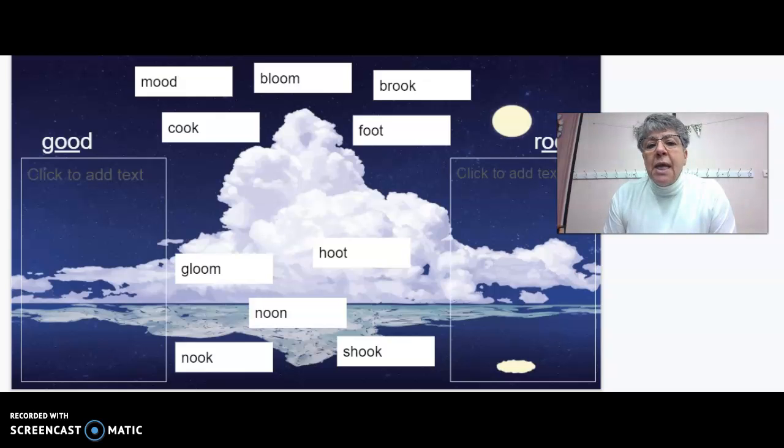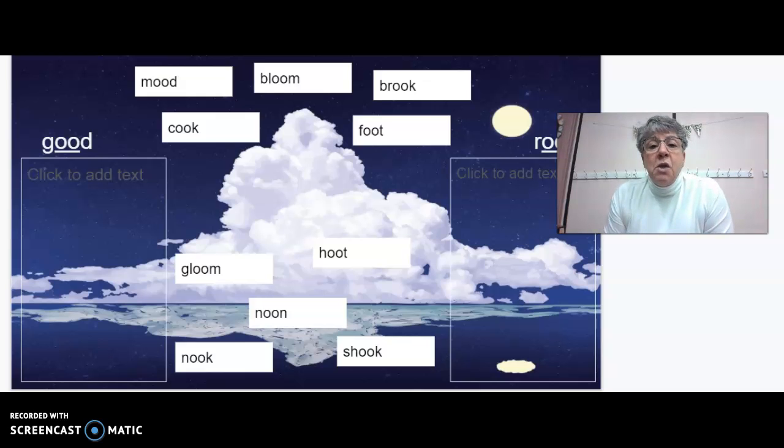Today we're going to be looking at double O words. Now, in the past I've always told you that when you have two vowels together, the first one says its name, such as an A and E might be an A sound. Well, today we are dealing with double O. Different kind of a problem because those two make their own sound.